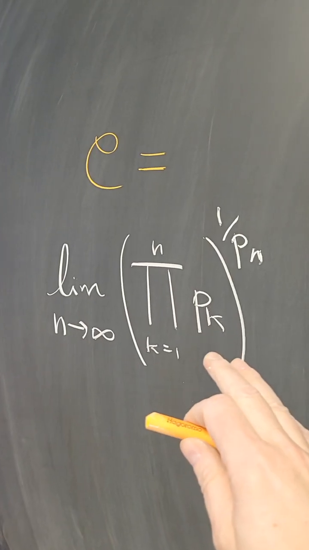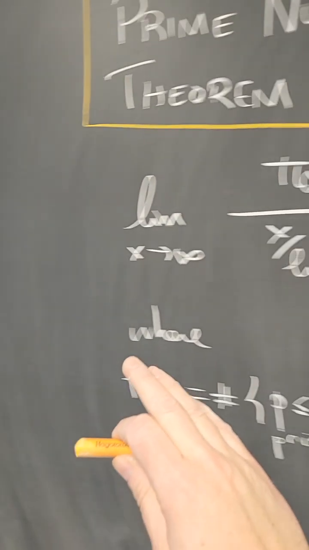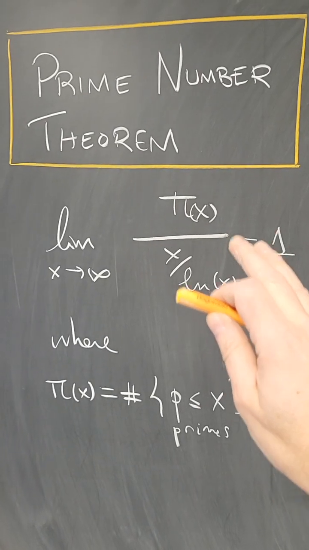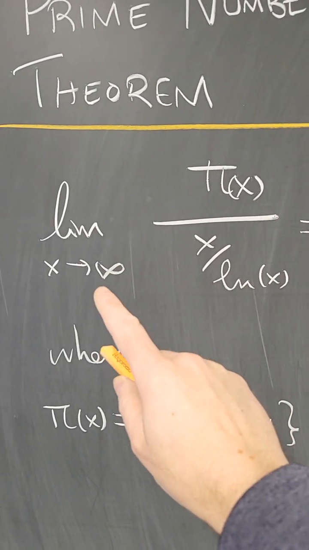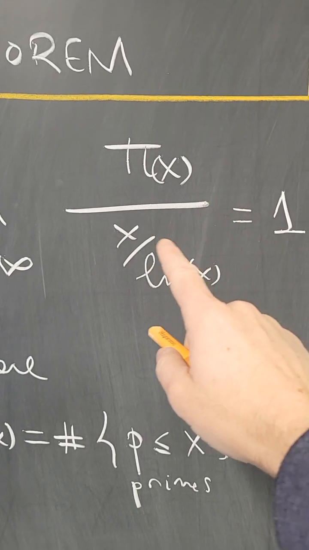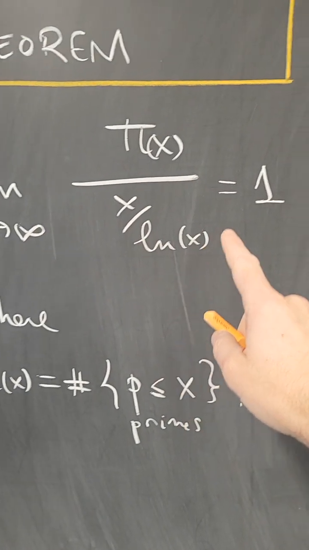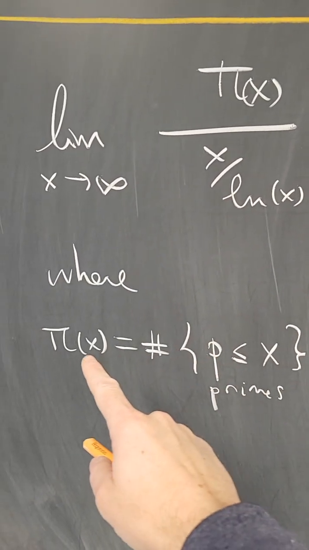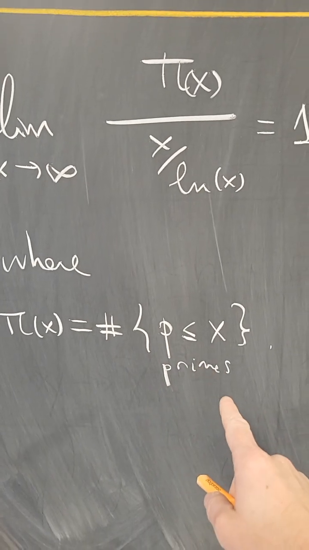So what is the reason for that limit to be e? It comes from the prime number theorem. The prime number theorem tells us that the limit as x goes to infinity of the quotient of the prime counting function divided by x over ln x is 1, where pi of x is the number of primes below x.